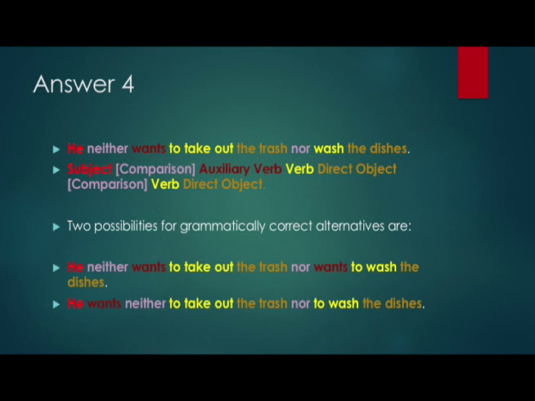However, there's again a more elegant, slightly more sophisticated solution to that. We can move the auxiliary verb once to the beginning of the sentence following the subject because it modifies both of these phrases. So we could say, he wants, so subject, auxiliary verb, and then the comparison with neither nor. He wants neither to take out the trash nor to wash the dishes. So those would both be correct revisions of the original sentence.